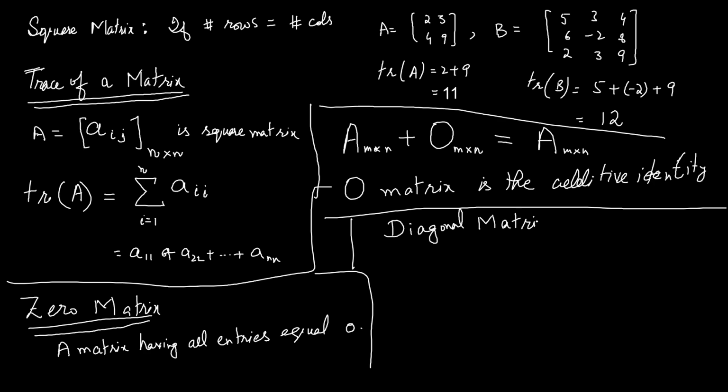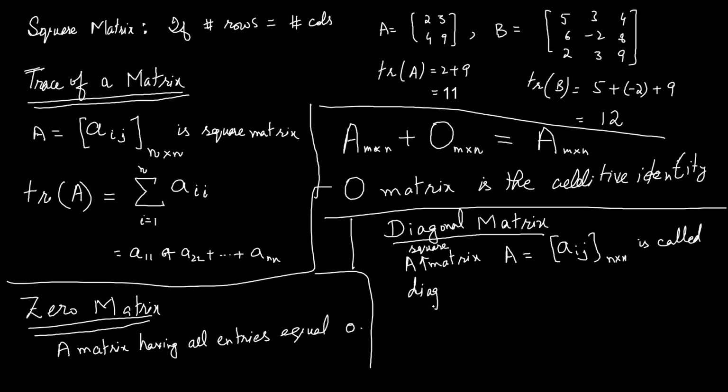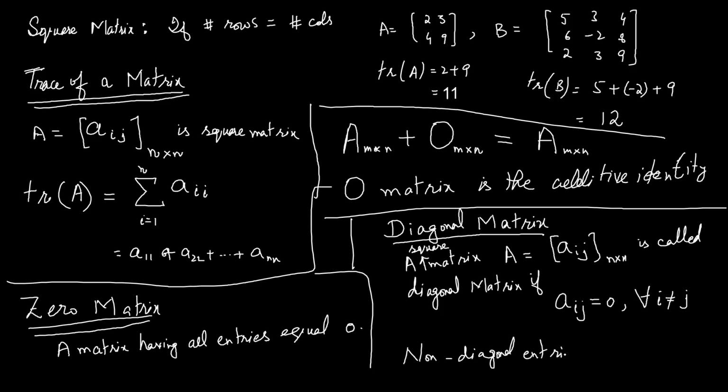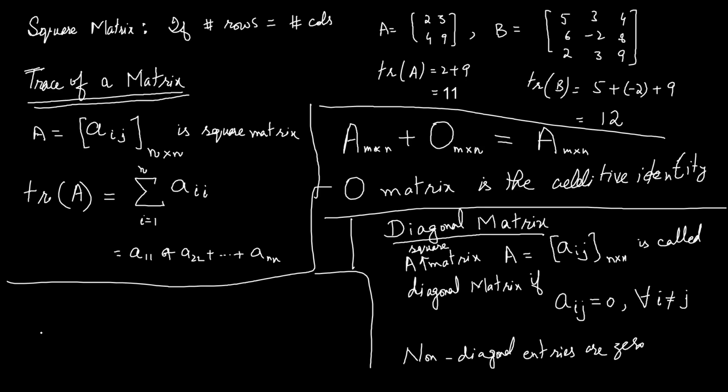Diagonal matrix, a matrix A equal to a_ij. Again, it should be a square matrix. It is called a diagonal matrix if a_ij is equal to 0 for all i not equal to j. It means that whenever the element is not on the main diagonal, it is 0. The non-diagonal entries are 0. So these types of square matrices are called diagonal matrices.